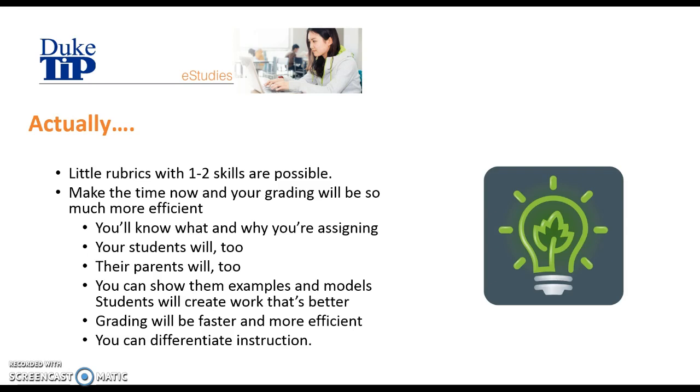But make the time now to think really carefully about these skill objectives, and you will find this summer your grading is going to be so much more efficient. And first of all, you'll know what and why you're assigning it. Your students and parents will too. You can start creating and finding examples in anonymous models of student work so that they'll create work that's better. And then your grading is going to be faster and more efficient.